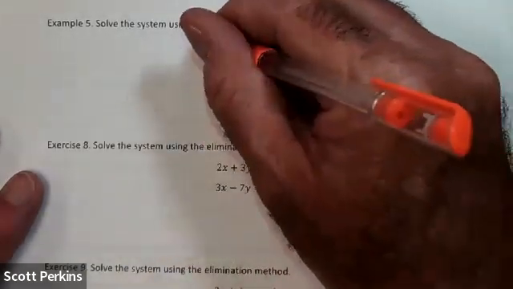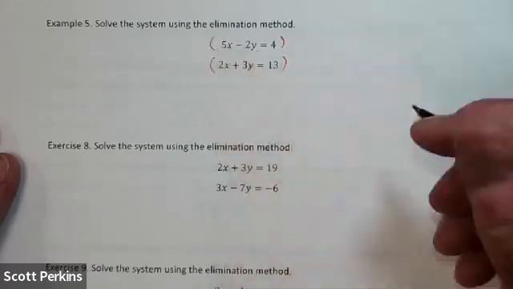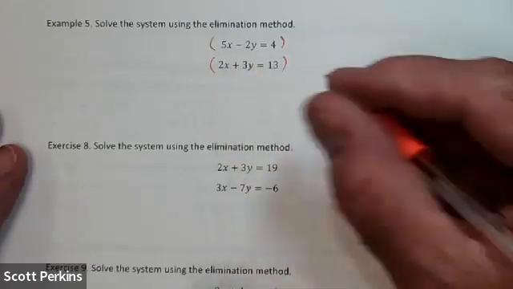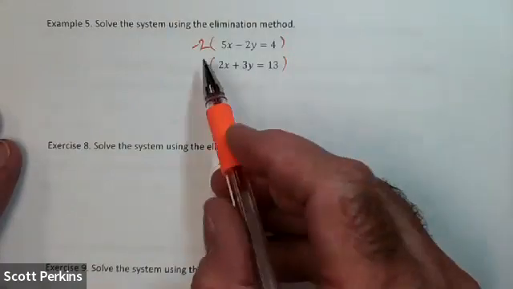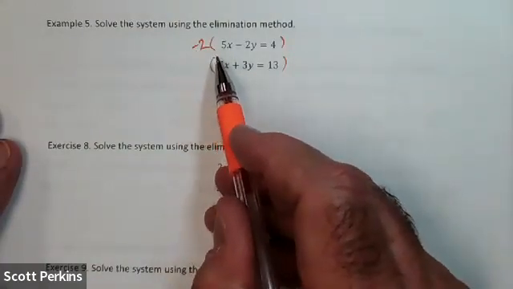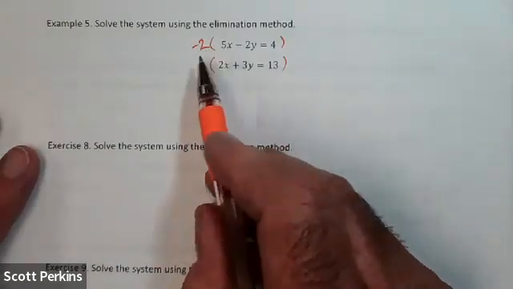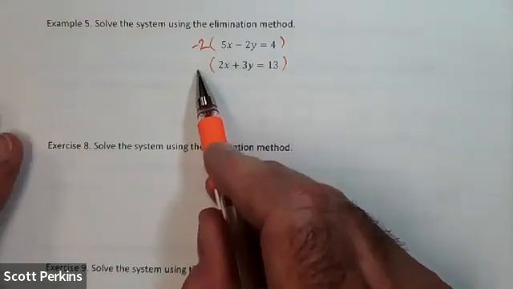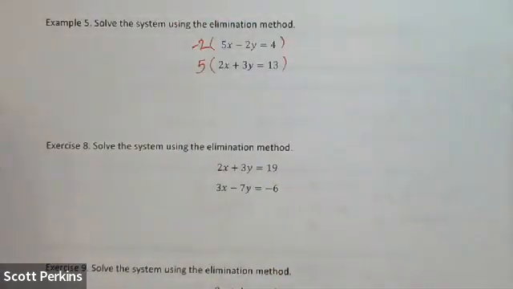So with that suggestion in mind, what do you propose I multiply the top equation by? Okay, I heard -2. What is that going to give me in front of the x? A -10. So if you choose -2 for the top, what do you have to now choose for the bottom equation? +5. Okay, because that'll be +10.